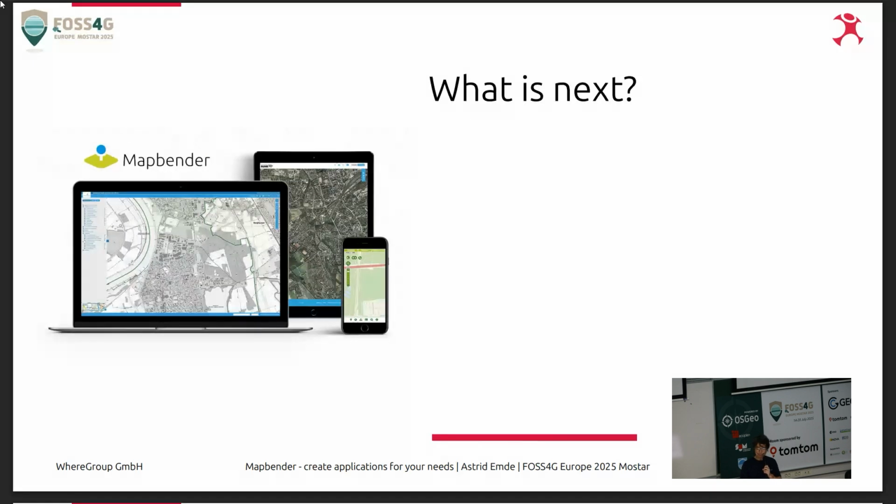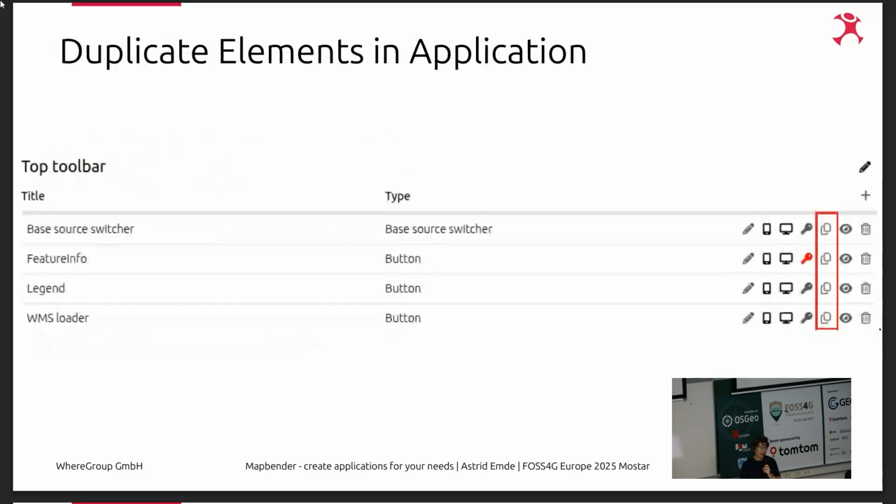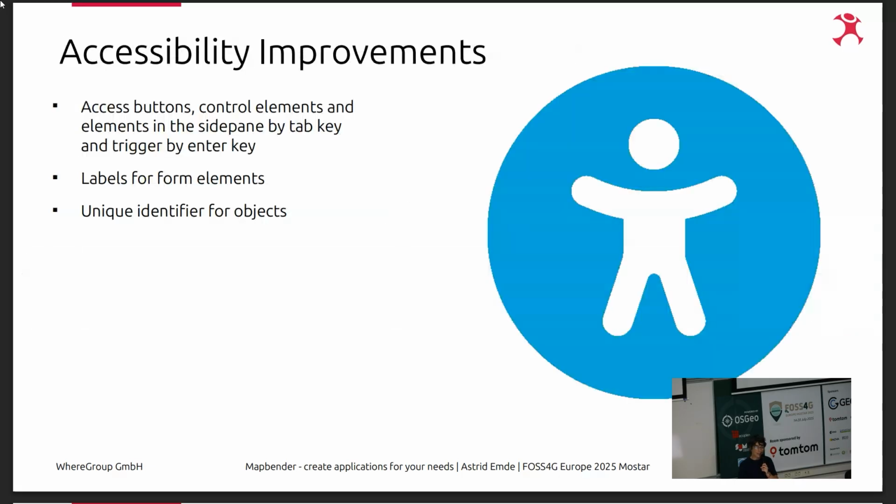And just to wrap it up, we have some more things we are working on. We can duplicate elements in your application. This is new. You will have a new button, so you can easily copy an element. Sometimes you need it twice in your application. We worked on accessibility improvements, so you can navigate from one element to the other via the up button.